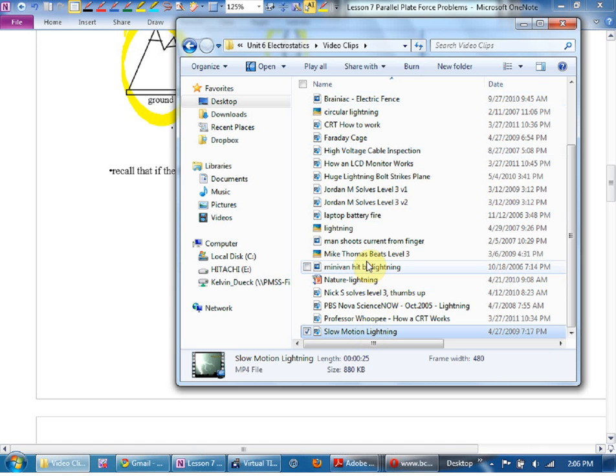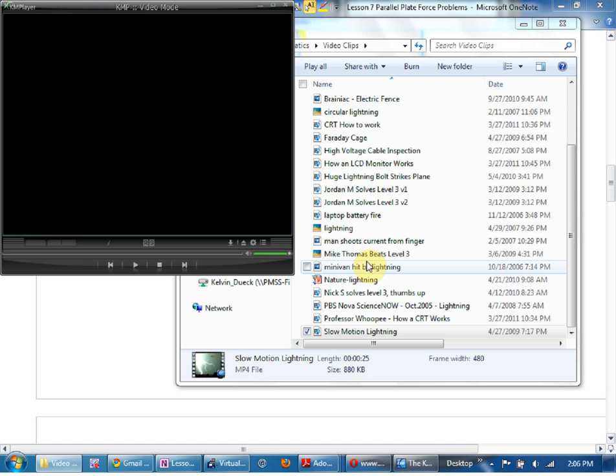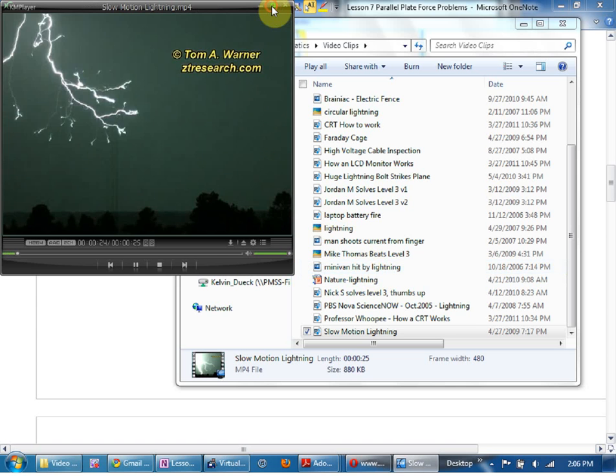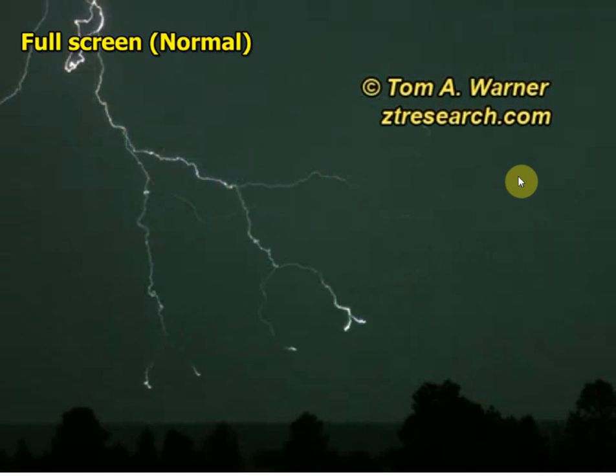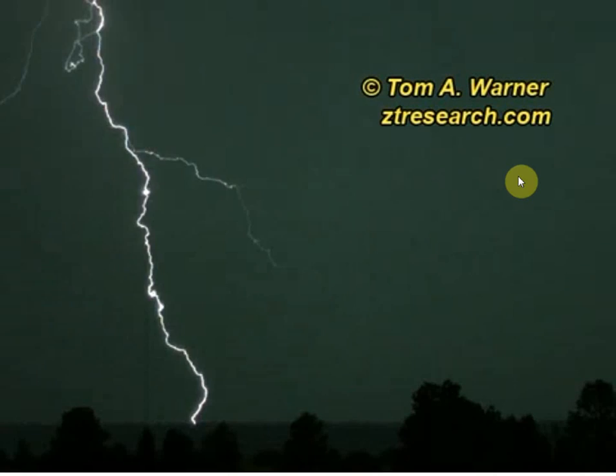Slow motion lightning with a high speed camera. So you can see it doesn't follow a straight path, but it's ionizing the air and finding a way to pass electrons through the nitrogen and through the oxygen, and you can see the path that it follows. This is a very, very high speed camera, by the way.